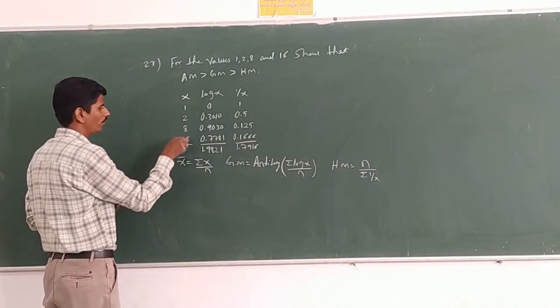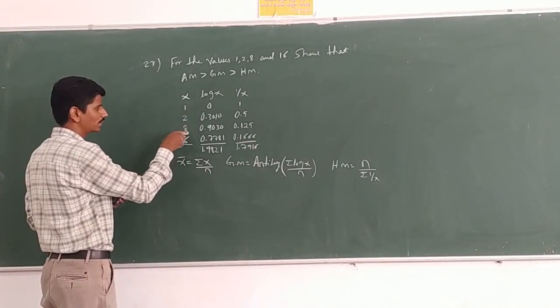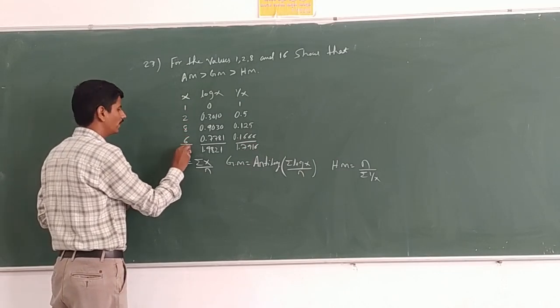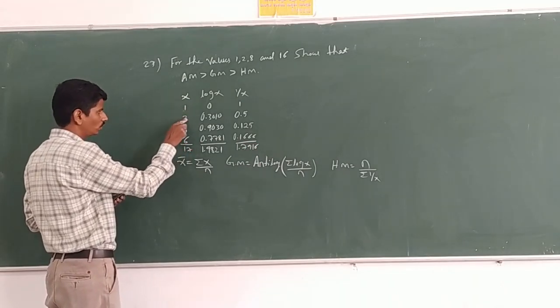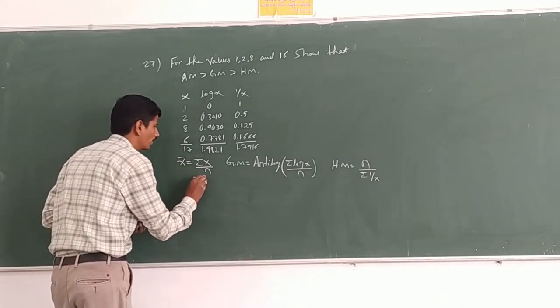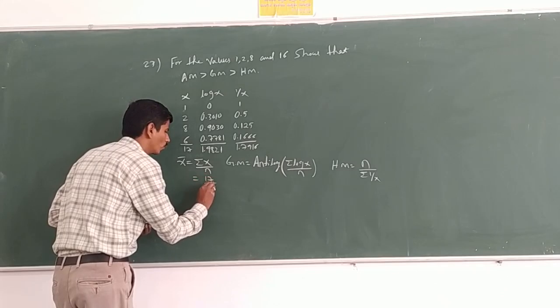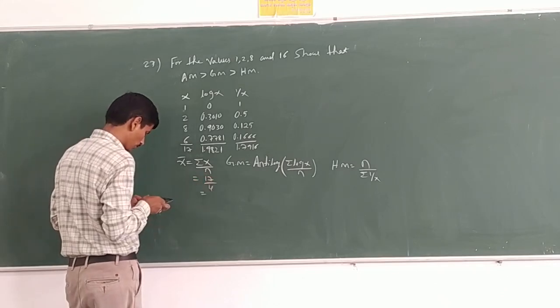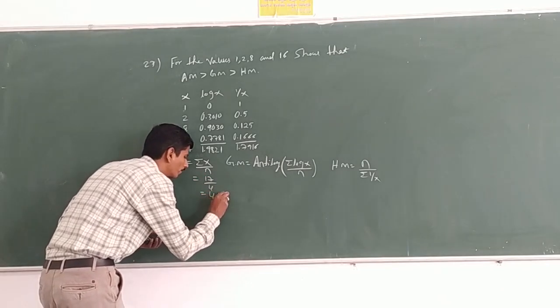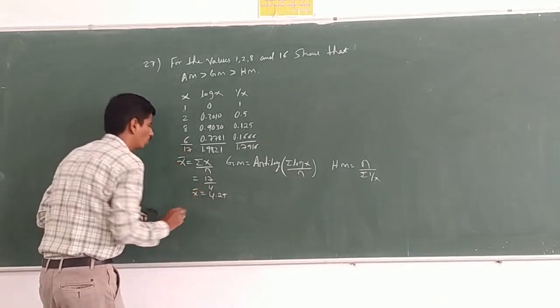Here you want sum of x. Sum of x is what? 1 plus 2 is 3, 3 plus 8 is 11, 11 plus 6 is 17. Here n is what? 1, 2, 3, 4. There are totally 4 observations. Then substitute the values: 17 by 4 is 4.25. X bar equal to 4.25.